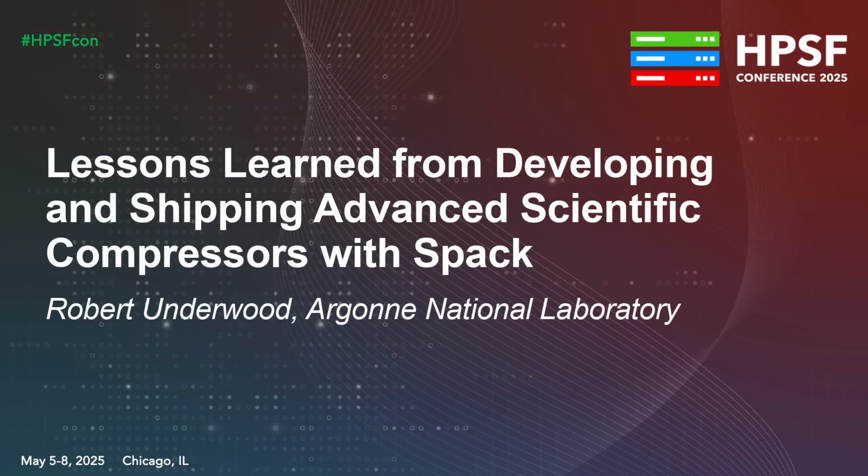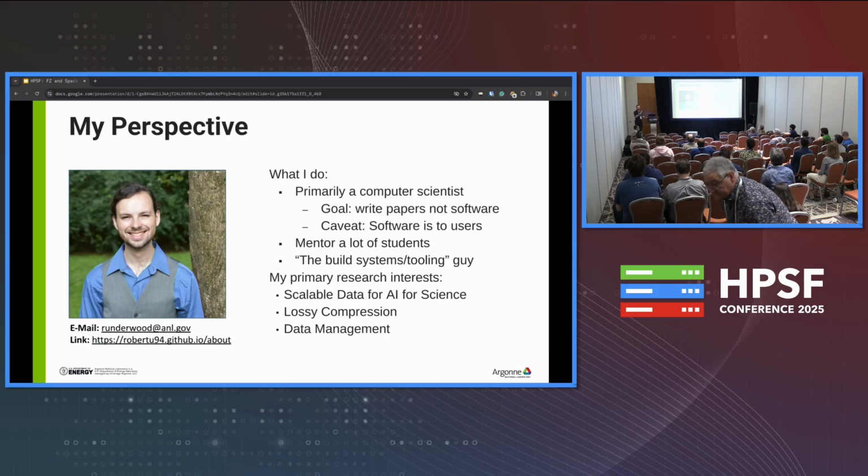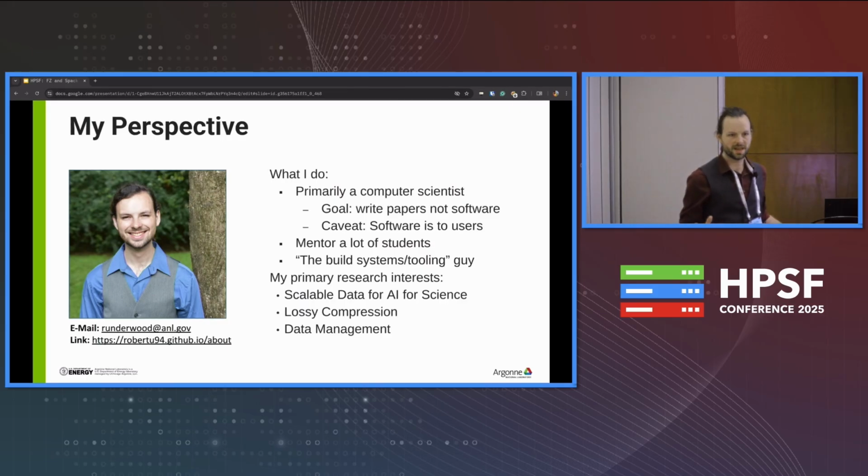So I wanted to kind of set the table a little bit with my perspective, so you have a frame in which to understand everything I'm about to say. I'm primarily a computer scientist. So what does that mean? That means my primary output for my job is writing academic papers. It's not producing software. Caveat to that is software really matters to users, so software is important to me.